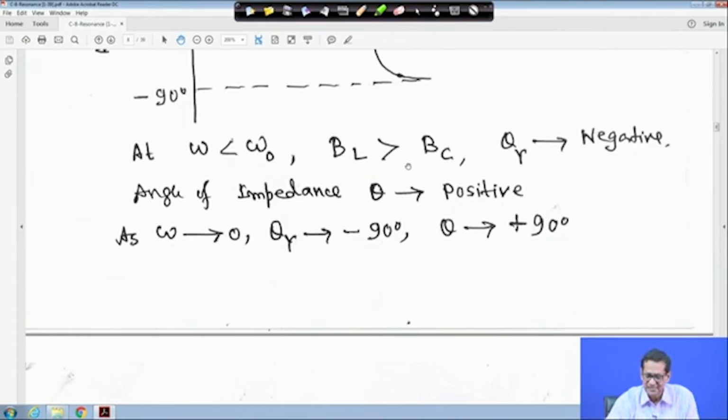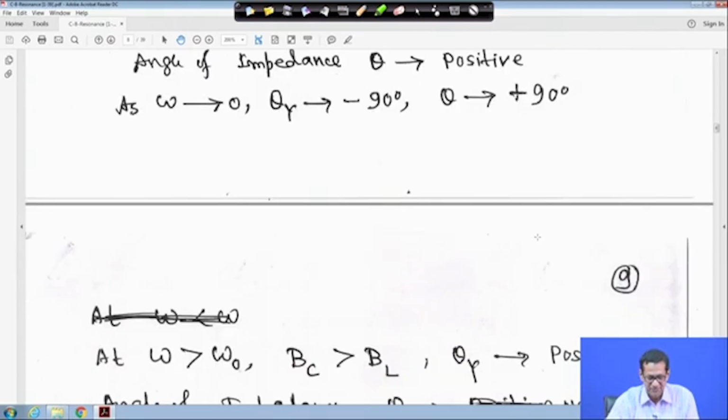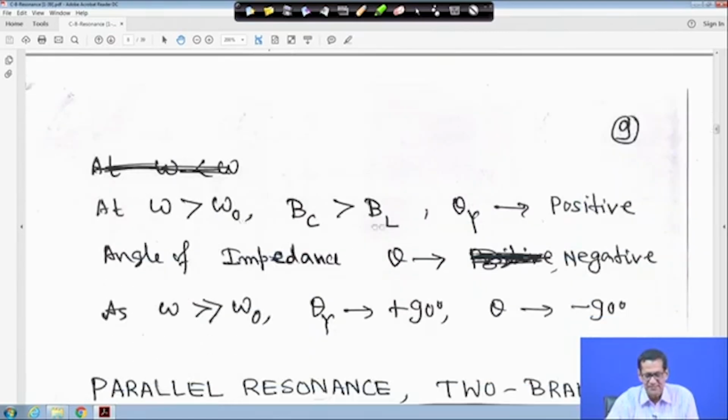So, when BL is greater than BC, the angle of admittance is negative, that means the angle of impedance theta is positive, because this is theta y. Similarly, when omega tends to 0, the angle of admittance is minus 90 degrees, that means the angle of impedance is plus 90 degrees, right. So, at omega greater than omega 0, BC is greater than BL, that means theta y is positive, right, and the angle of impedance theta will be negative.